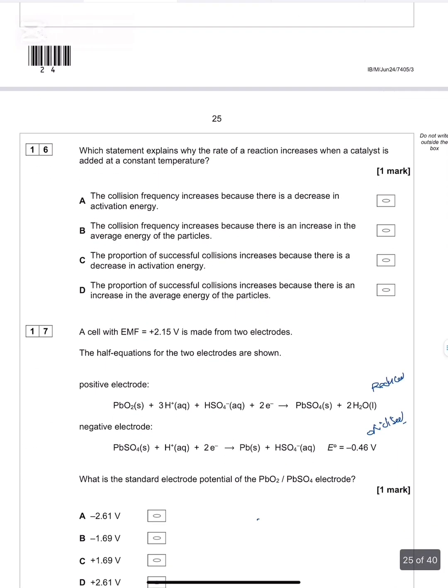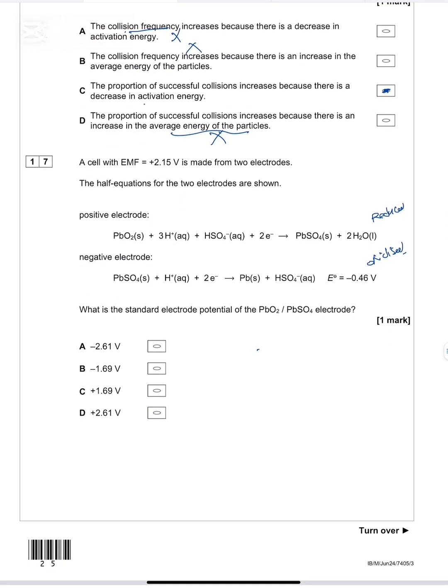Which statement explains why the rate of the reaction increases when a catalyst is added at constant temperature? We know that the catalyst will lower the activation energy and will not affect the collision frequency, but it will affect the proportion of successful collisions. So collision frequency increases is wrong. The proportion of successful collisions increases because there is a decrease in the activation energy. Yes, this is the right answer. But looking at the final one, the proportion of successful collisions increases because there is an increase in the average energy of particles. Average energy of particles does not change.